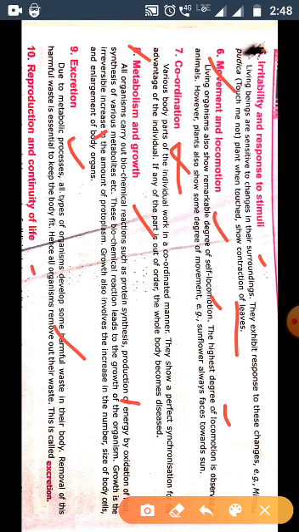Next common, important character is reproduction and continuity of life. All the living beings want stability and continuity of their species, so they reproduce. This is not found in non-living objects. This quality, this character, is found only in living beings, whereas many creatures are multicellular organisms.